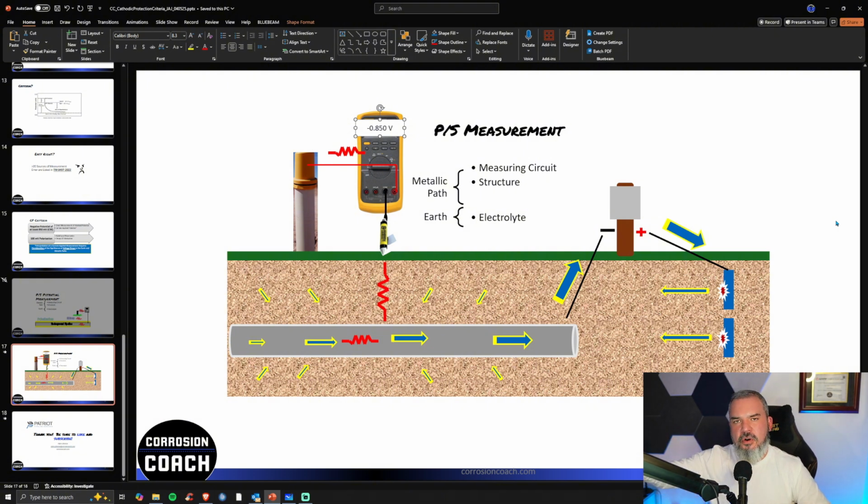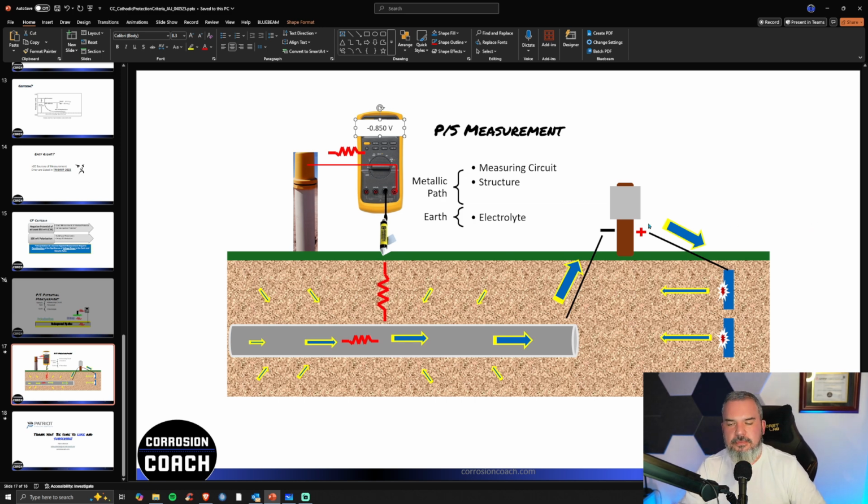So as we get further away from that test station with our reference cell, with cables still hooked up, there's a method called close interval survey where we see this all the time. We are going to increase our error in that pipe to soil measurement, so that negative 850 millivolts that we measured may actually not be correct at all. It may be way more negative than it actually is. So just keep that in mind.